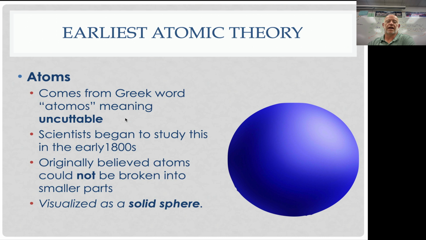Scientists began to study this in the early 1800s to see if they could find this particle that the Greeks had philosophized about. We did believe that they could not be broken into smaller parts, even though now we know they can. At that point, they thought there would be some sort of spherical object that was the very smallest piece of anything that existed, and they called that the atom.